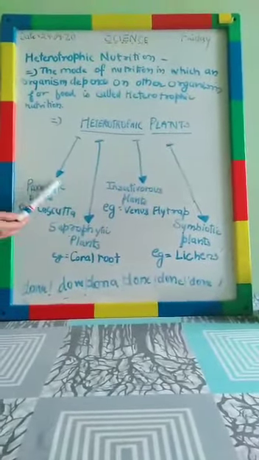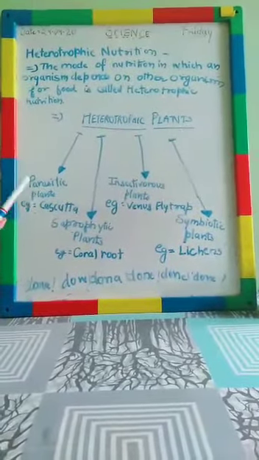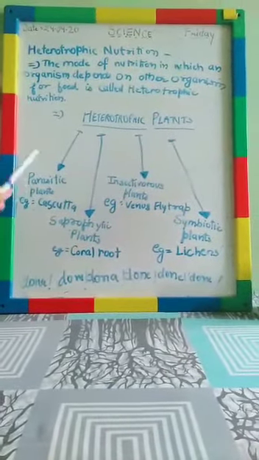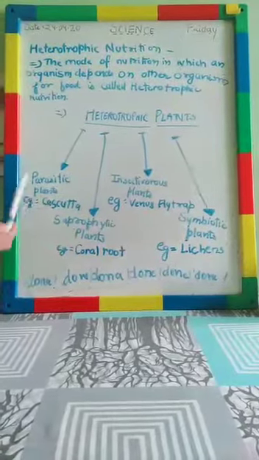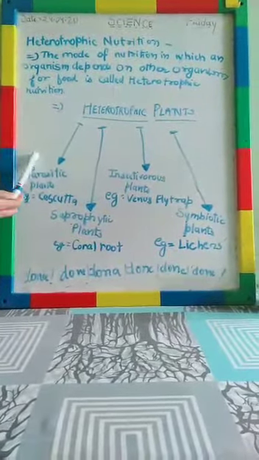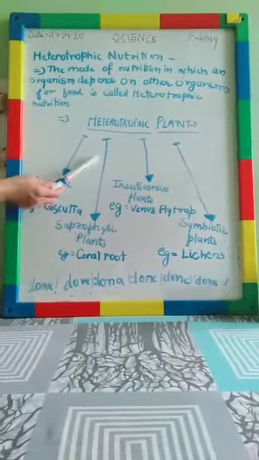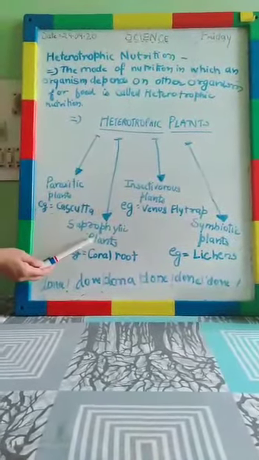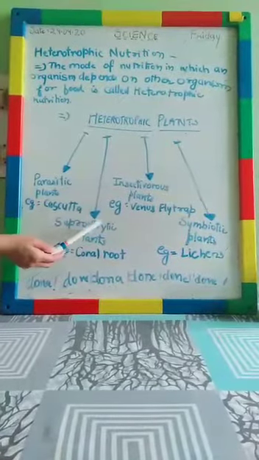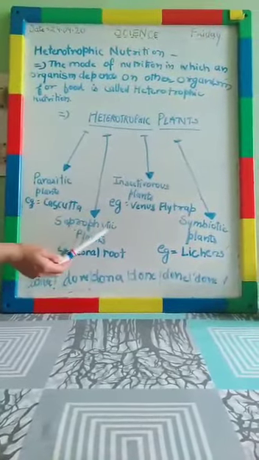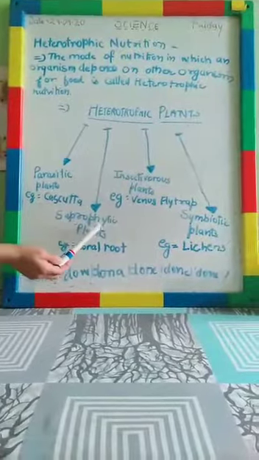So, according to this, parasitic plants get benefit from the host plant. So, students, this is all about parasitic plants. So, we'll move on next, that is saprophytic plants. How do these saprophytic plants get benefit from other organisms?